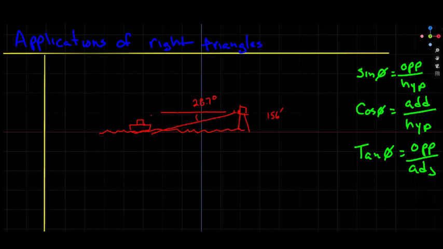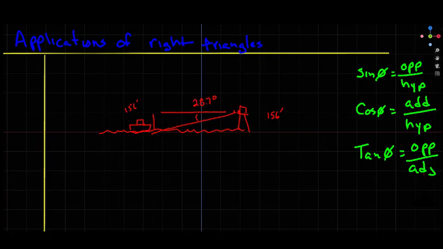Well, which sides do we know? Well, we know this side. We know that's 156 feet, so we know the opposite side. And we know the angle here. What we are trying to find is the adjacent side. So we've got the opposite side, the angle, and we're looking for the adjacent. There's only one equation that has all that. That's the tangent here. It's going to give us the angle, the opposite side, and the adjacent side.